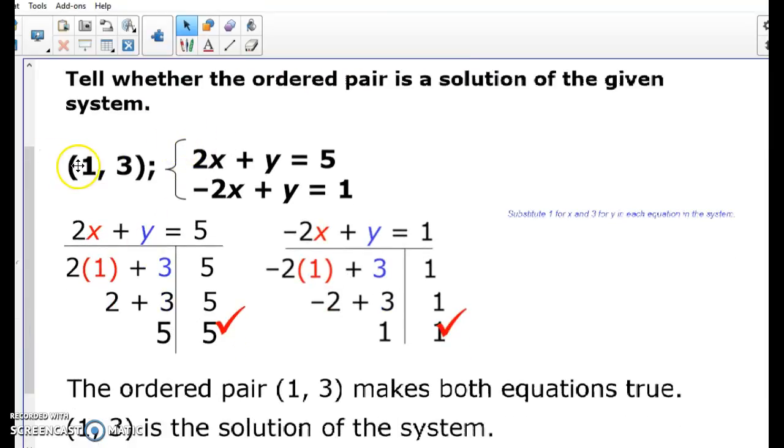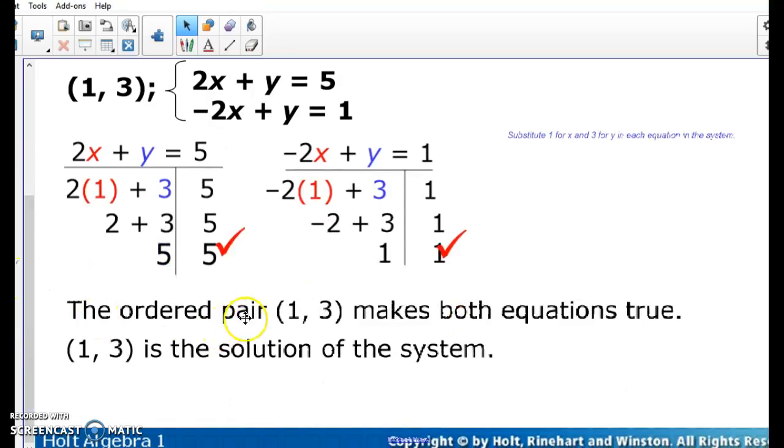Okay, let's look at one that is going to be an answer. So like this one. Now my x and y are 1 and 3. So 2 times 1 is 2, 2 plus 3 is 5, 5 equals 5, we're good to go. If I plug it into the bottom one, -2 times 1 is -2, 3 is my y, so -2 plus 3 is 1, 1 equals 1. Both of them work, so we would write yes, (1, 3) is a solution to the system. The book problems are going to ask you, is this a solution? And then we're going to have other problems that ask us to find the solutions.